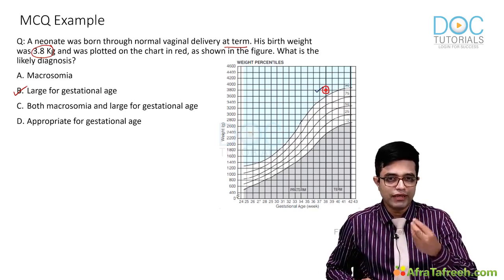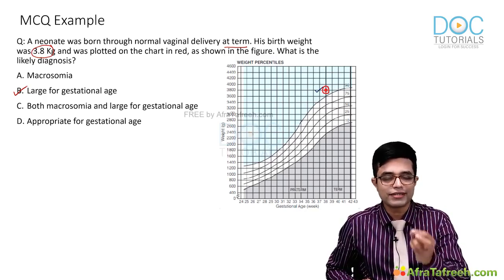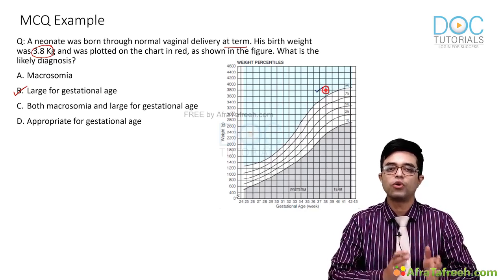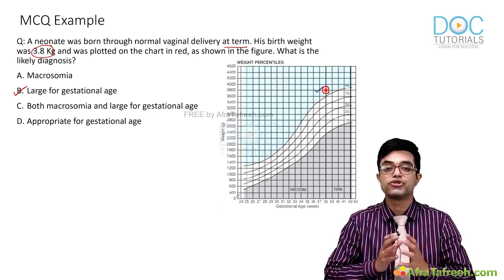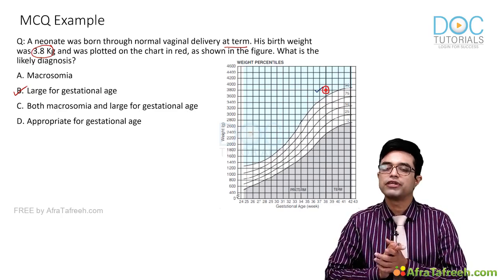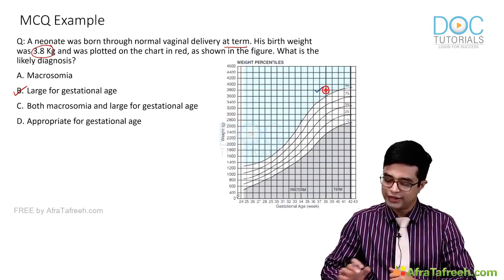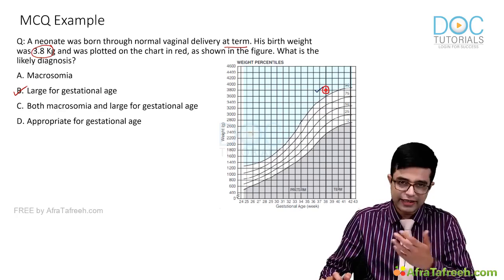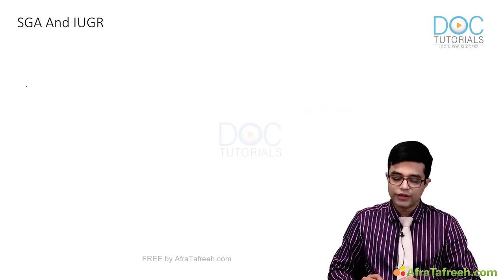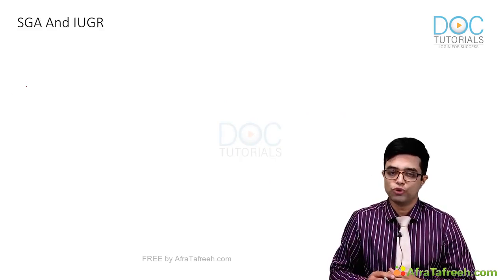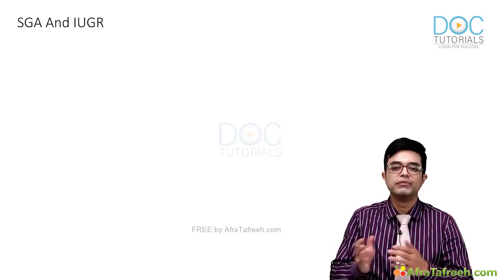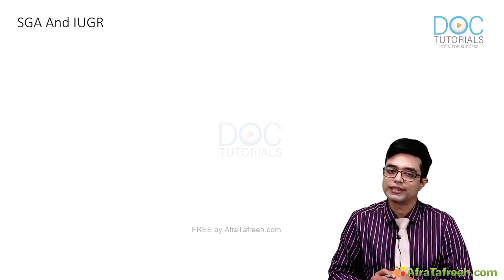The purpose of me telling you this example is so you understand what these different classification systems mean and how their interpretation can be asked in an MCQ entrance exam. With this classification in mind, we move towards the next topic. The next topic is related to these high-risk newborns that we discussed: small for gestational age and IUGR. Small for gestational age and IUGR are synonymously used, but they are not the same.